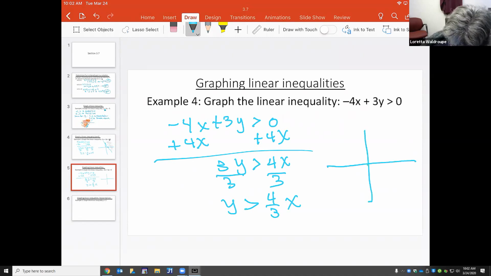There is no y-intercept, so that's an understood 0. And I go up 4 over 3. It's not equal, so it's dotted. It's greater than, so I shade above. Okay, one more.